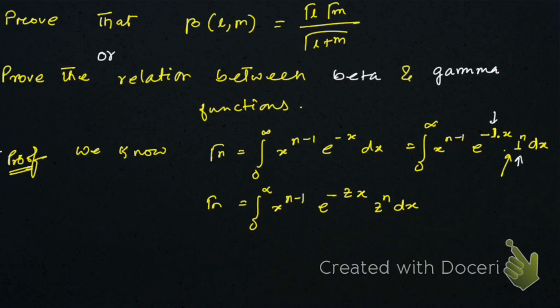So now you see, therefore we can say that gamma of L, we can write, integral from 0 to infinity of x to the power L minus 1 e to the power minus z x into z to the power L dx, right? We can write this way. So now let me copy this result and let me go to the next slide. Okay, so this is what we have got.